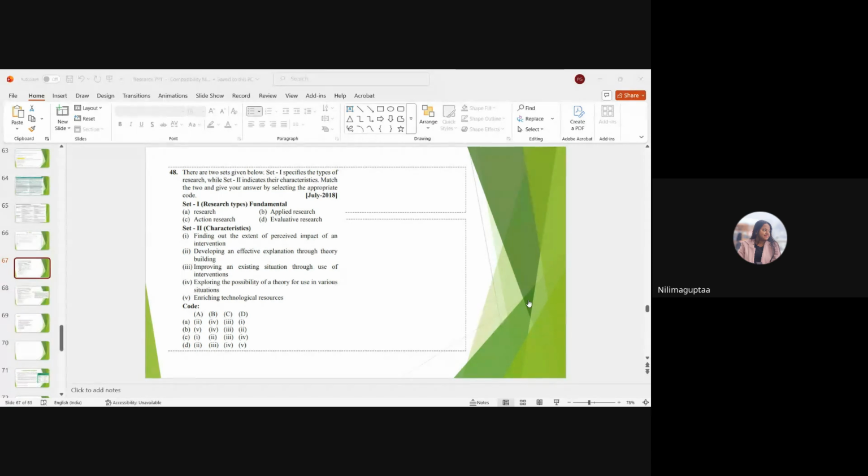In set 2, at least we know that technological resource is not part of any type of research. So far, we have not talked about technology. So any code that has option 5 is automatically not your answer. In that case, B and D are definitely not your answers because they have option 5 from set 2. So you will have to find your answer in option A or option C.